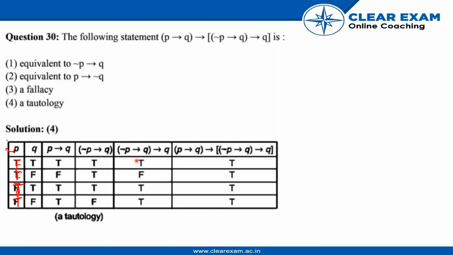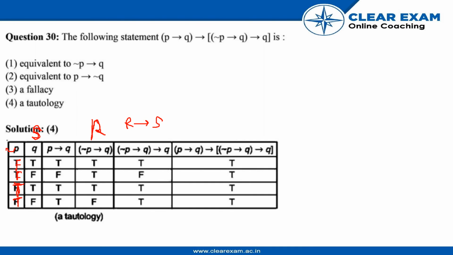Now we use this column, that is P, we name it as R. R implies Q, that would be this. Let's call this S. Now we have to find R implies S. So true true would be true, true false would be false, false true would be true, and false false would be true. The problem is solved till here.